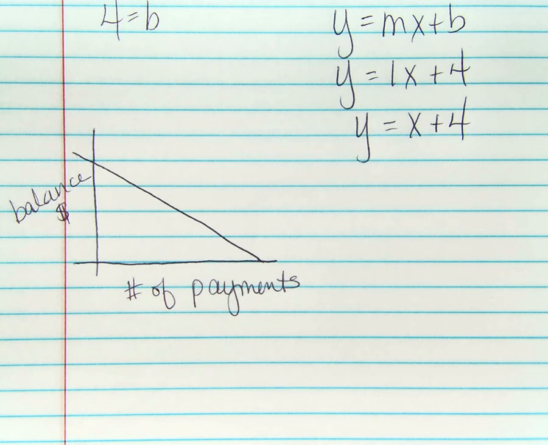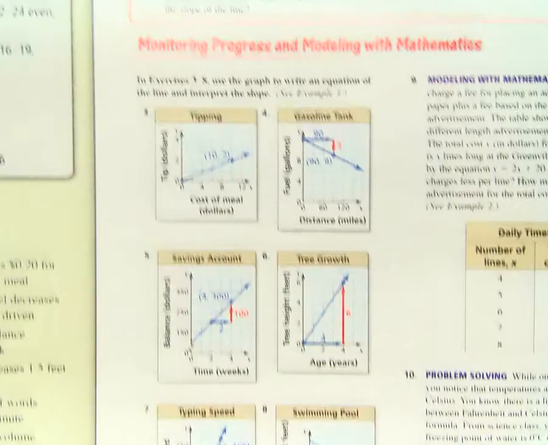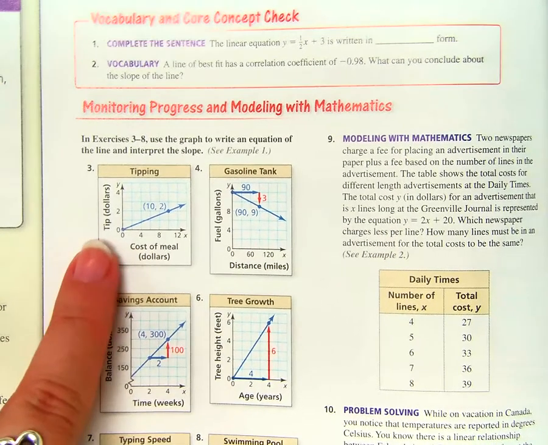You've got to give value to your own words, the way you choose to phrase things. As long as it means the same thing, then it's right. Okay? So I'm going to show you one of the problems that you may have to do. Well, you're going to have to do for homework. Look at number 3 right here.